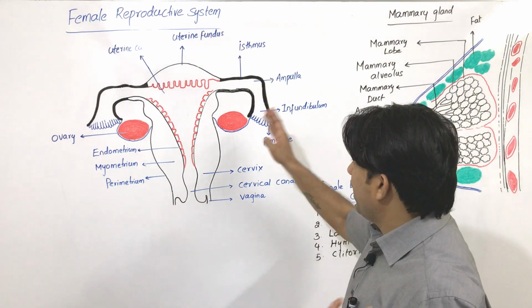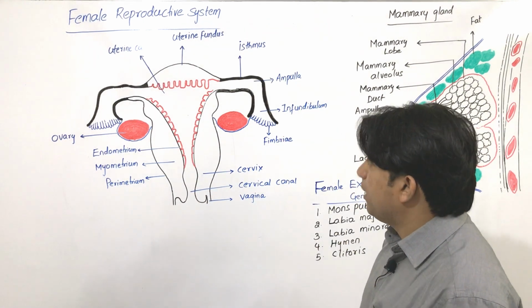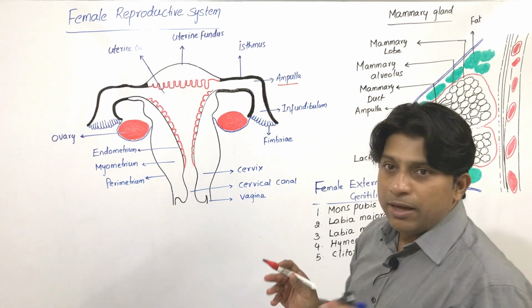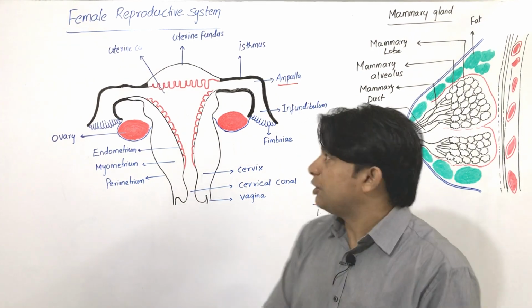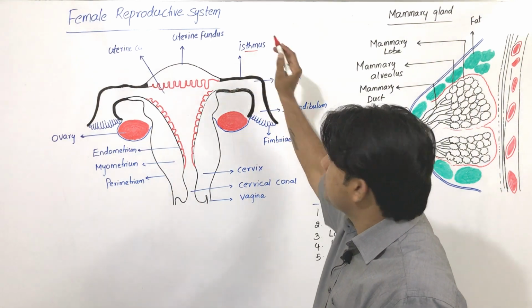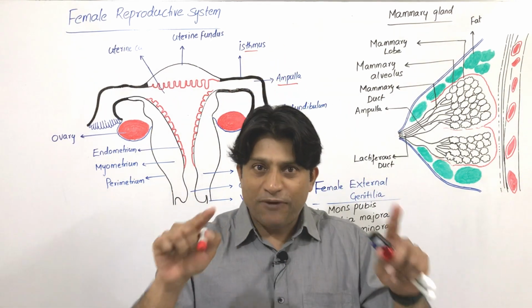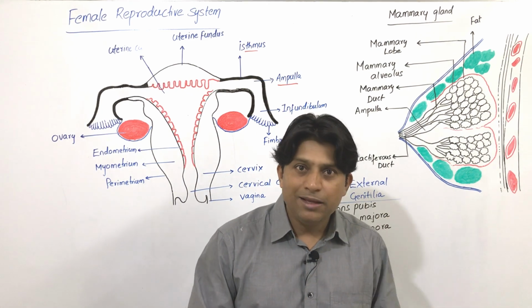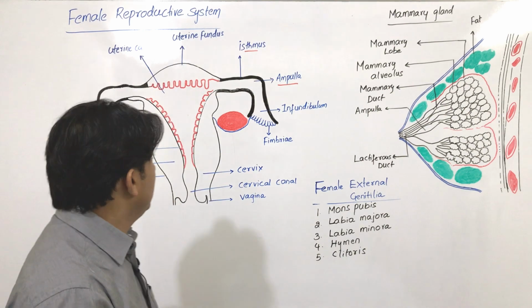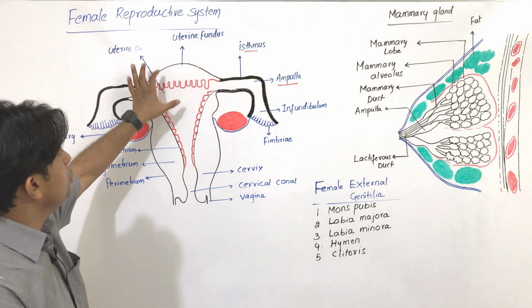Next, medial to the infundibulum is the ampulla. Ampulla is the site for fertilization. Next, medial to the ampulla is the isthmus. Fallopian tubes are internally lined by columnar ciliated epithelium. Next, the part is the uterus.